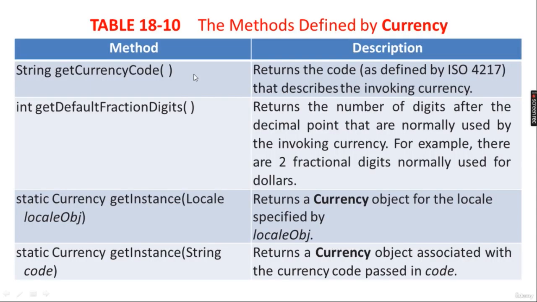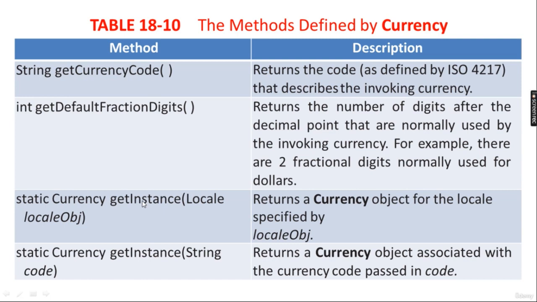Okay. So now we will see the methods defined by the Currency class. String getCurrencyCode returns the code as defined by ISO 4217 that describes the invoking currency. getDefaultFractionDigits returns the number of digits after the decimal point that are normally used by the invoking currency. So getCurrencyCode returns the code of the currency. Then default fraction digits, as we have seen in the previous session, is the number of digits after the fractional symbol. For example, there are 2 fractional digits after the point.